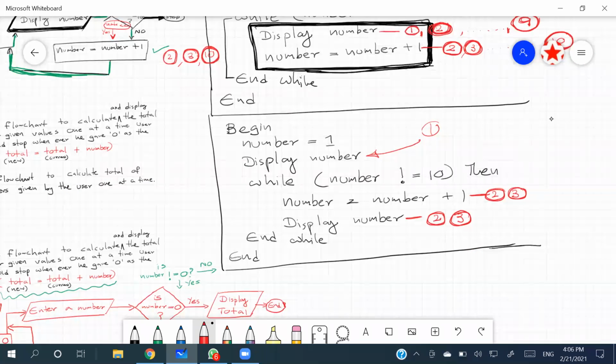right? So likewise, once this becomes 9, 9 will get displayed. Then it goes and checks the condition, it is still not equal to 10. So this becomes 10 and 10 will be displayed. Then it goes again. So the condition is false now. So it exits to the end while and it will end.